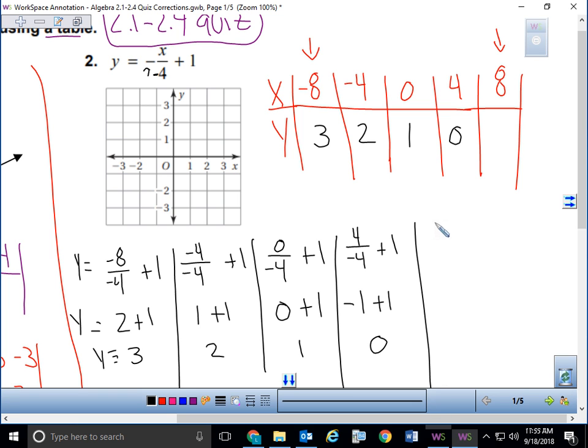Last one, 8 over -4, then we're going to add 1. Positive divided by a negative is again negative. 8 divided by 4 is 2. -2 plus 1 is -1.